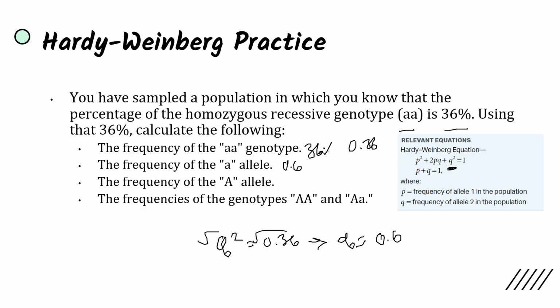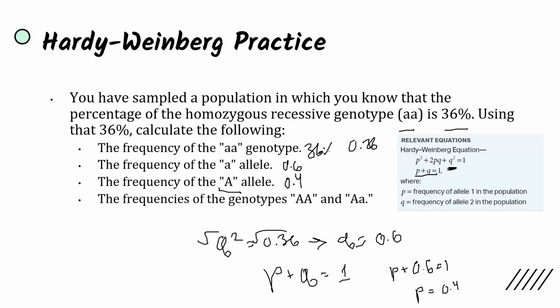And now we want to know also what the frequency of the dominant allele in the population is. And we know that the recessive plus the dominant alleles in the population have to equal 1. p plus q has to equal 1 in the population. And we know q now, we know that q is 0.6, so p plus 0.6 equals 1. We subtract 0.6 from both sides, we get p is 0.4. And so that's going to be the frequency of our dominant allele.